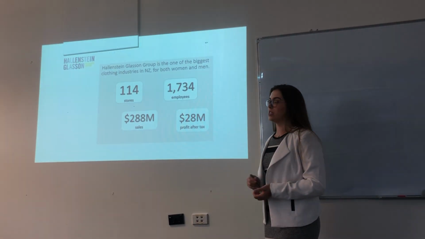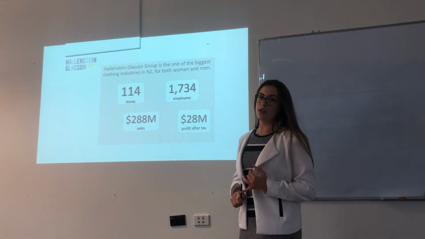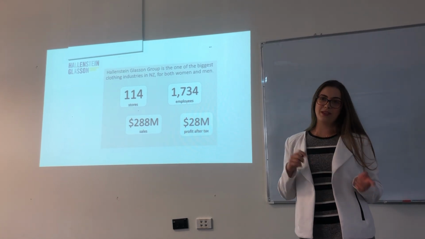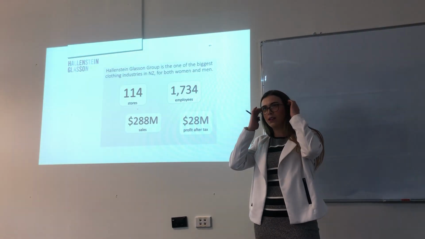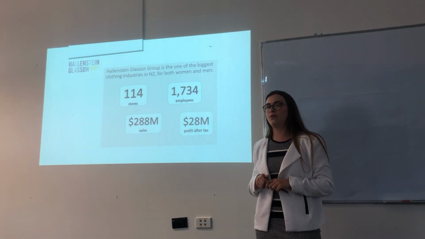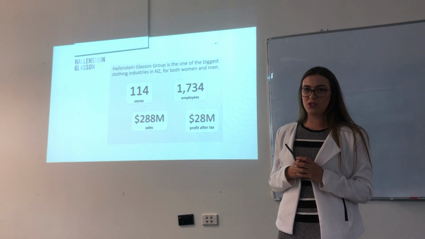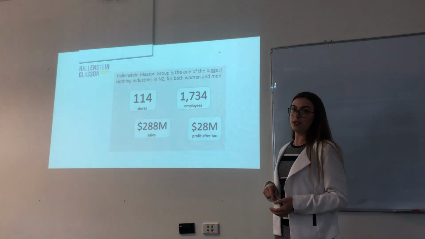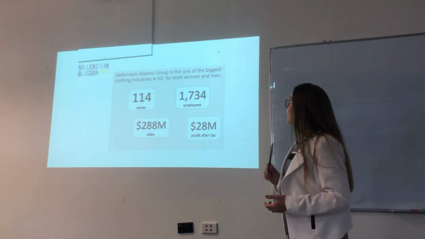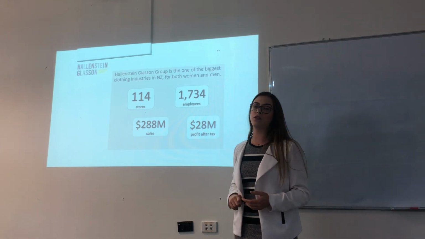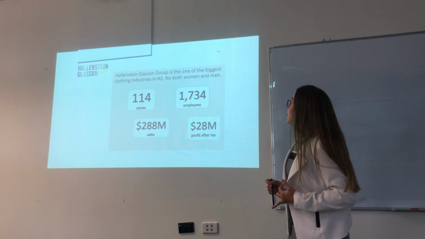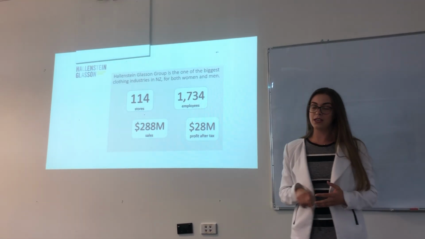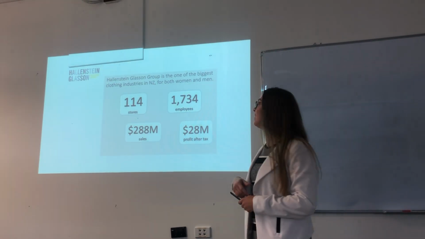About the key information, Hallenstein Glasson's group is one of the biggest clothing companies in New Zealand for both women and men. Because I think 10 years ago, Glasson's was just one store for men and women, but then they divided. So they have Hallenstein for just men and Glasson for women. They have 114 stores in New Zealand and Australia, and they have 1,734 employees, which means it's a huge company.